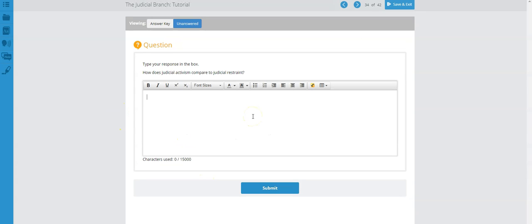We are now on page 34, and right here you have to answer the following question. How does judicial activism compare to judicial restraint? The definitions for judicial activism and also for judicial restraint should be in the previous slides. If you cannot find them, you can also search online and make sure that you use the information that you get from there and put it in your own words. Do not just copy and paste. Make sure you put it in your own words.